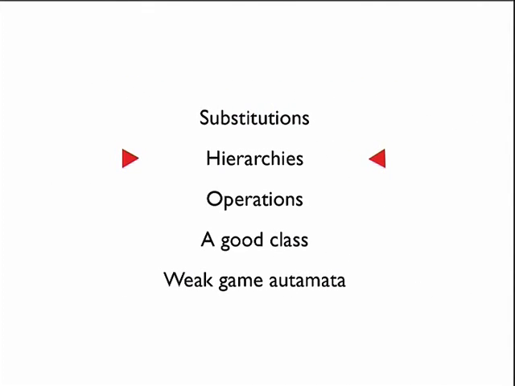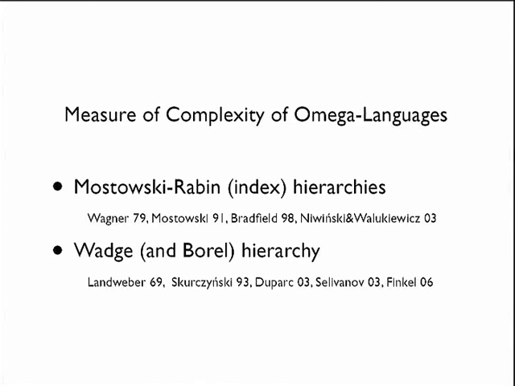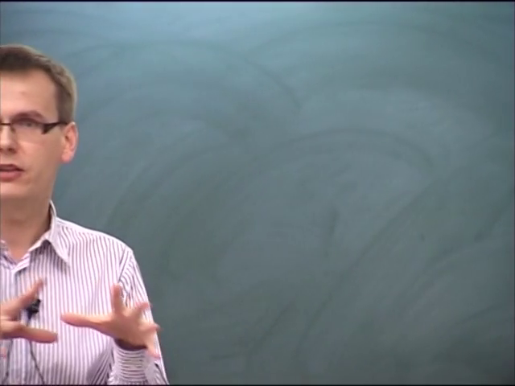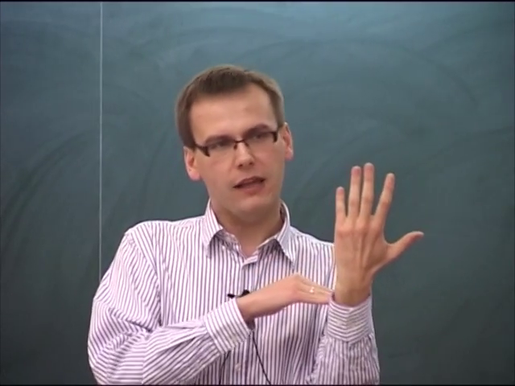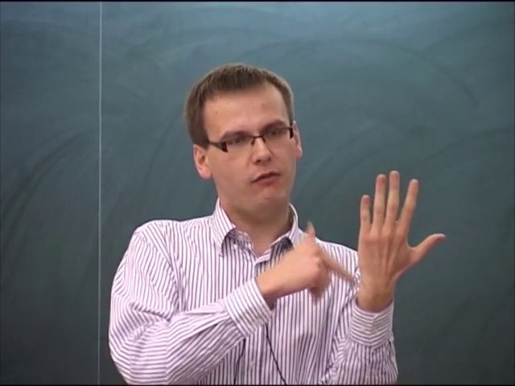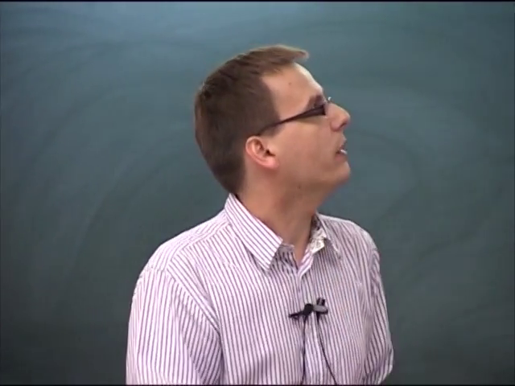They constitute two measures of complexity of omega regular language. You can sort, in a way, languages using those relations. So basically, a language is said to be more complex in the topological sense if it can be reduced to the other. So if there exists a function from A such that the inverse image of B is A, then I say that A is simpler than B.